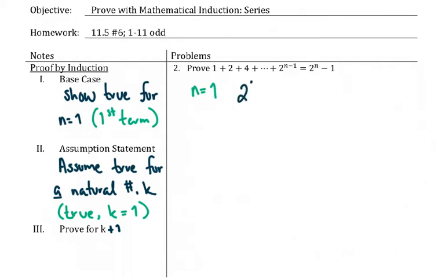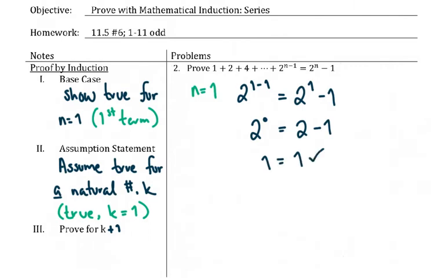So here 2 to the 1 minus 1. Only one term because it's n equals 1 in the series. 2 to the 1 minus 1 equals 2 to the 1 minus 1. Here we've got 2 to the 0 equals 2 minus 1. Oh, these both equal 1. Excellent. We've used arithmetic to prove the base case.